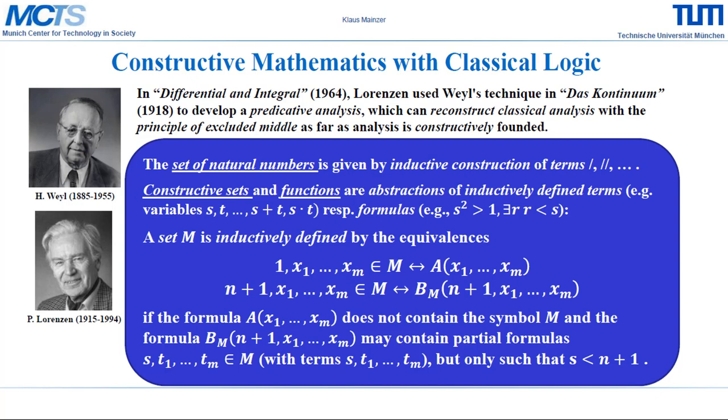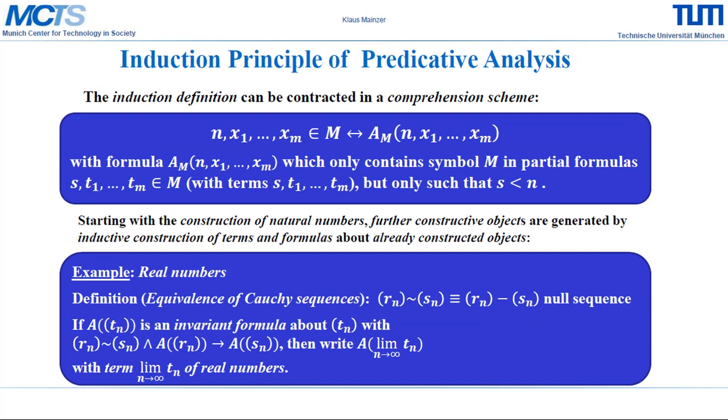What does constructively founded mean in this approach? First, the natural numbers are given by inductive construction of terms, and then constructive sets and functions are abstractions of inductively defined terms. For example, here a set is inductively defined by the equivalences of this inductive scheme, and the M here contains partial formulas which are constructed at lower levels, and in that sense predicativity is guaranteed. The inductive definition can be contracted in the comprehension scheme like this.